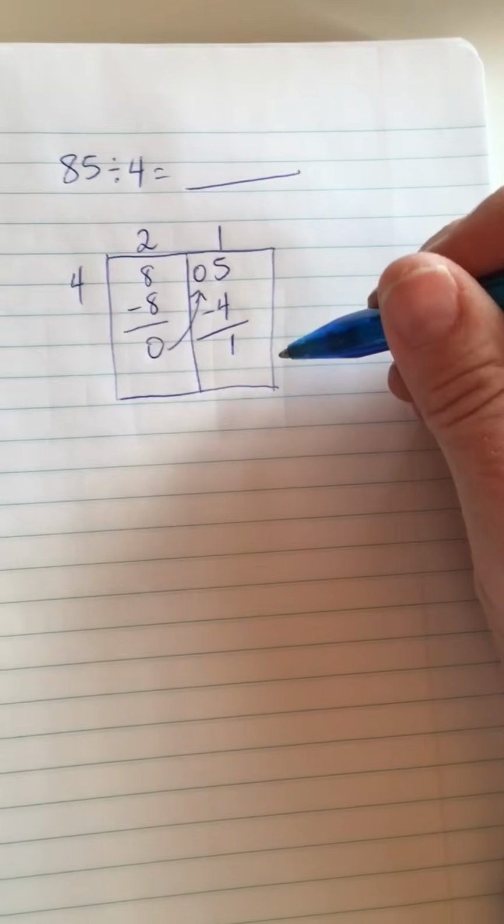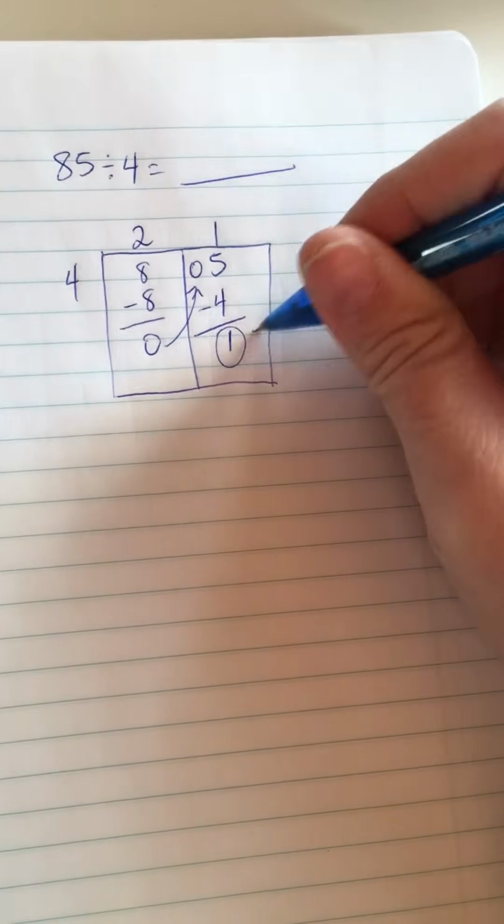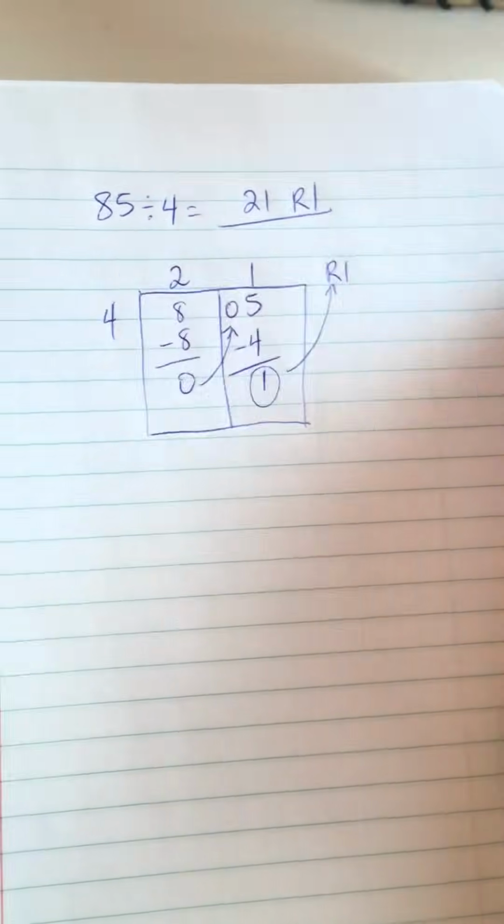There's nowhere else to take this 1. We can't divide 4 into 1 at all. So this 1 becomes our remainder. So our quotient is 21, remainder 1.